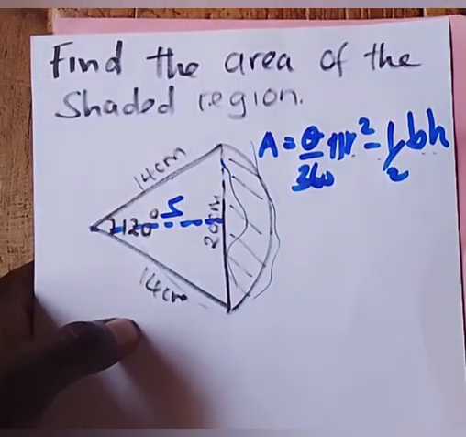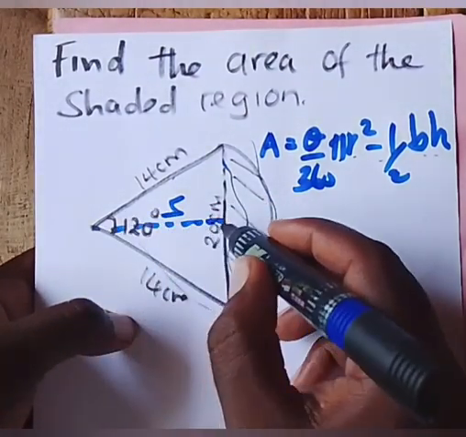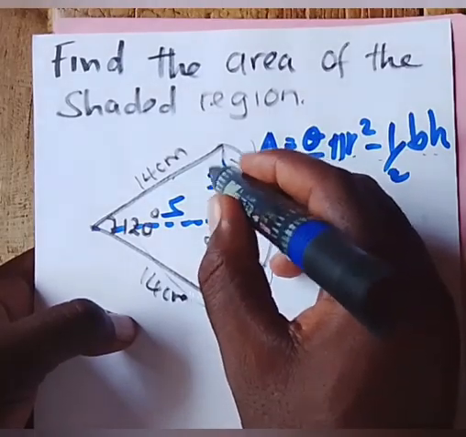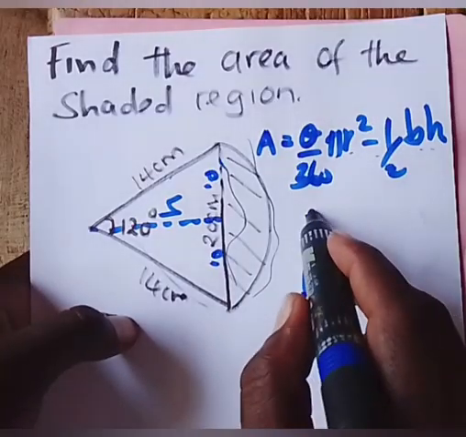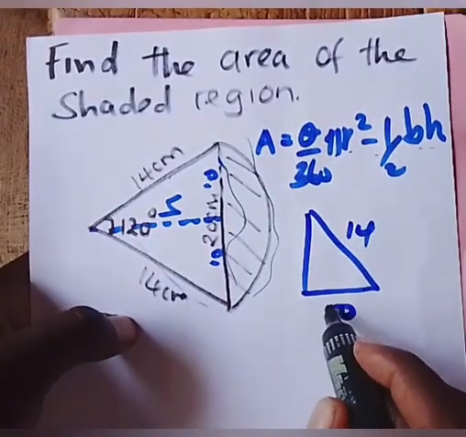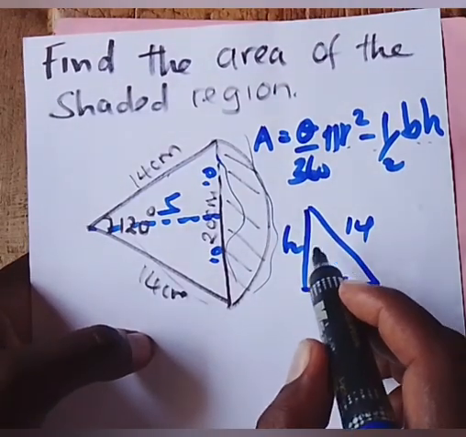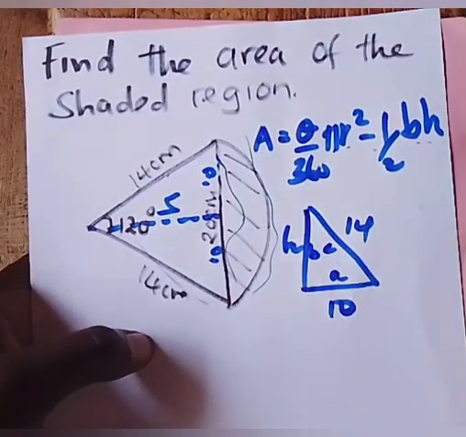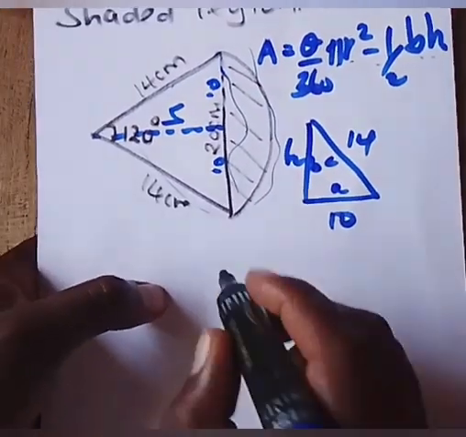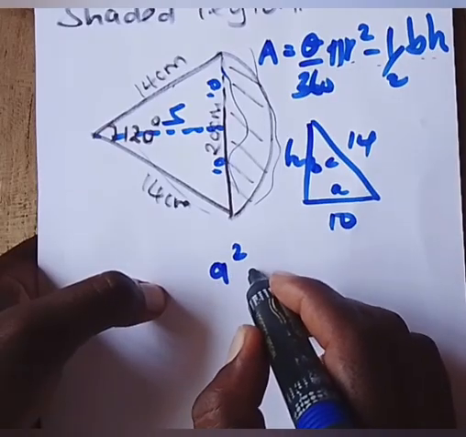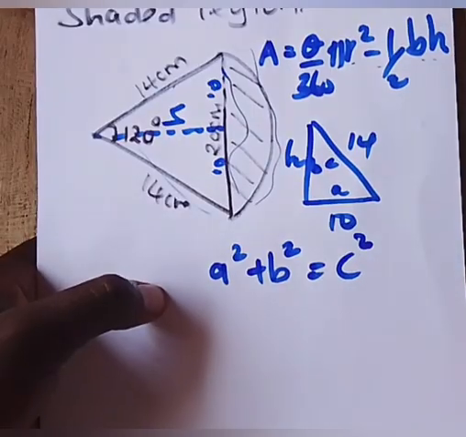So we are going to look at the perpendicular height. We will extract this one. If you drop this one, you are going to get this as 10 and the other one as 10. Take one of the triangles, it will look like this. This is 14, this is 10, this is our height. So this is A, this is B, and this is C, according to Pythagoras theorem. Pythagoras theorem states that A square plus B square is equals to C square.